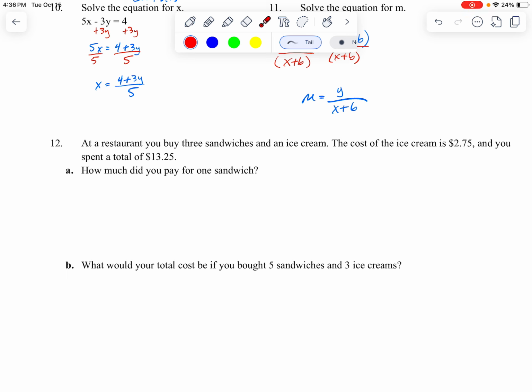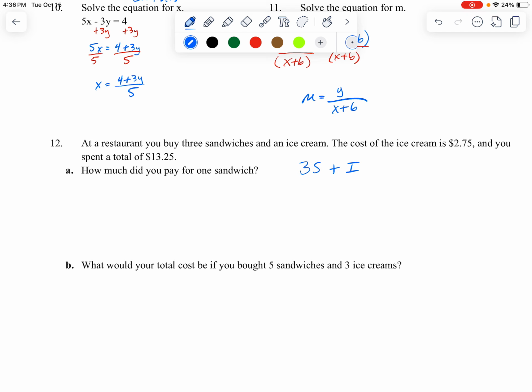So here's what I know. And I'm just going to pick my variables because I can choose anything I want. I'm going to try to pick something that makes sense. So I'm buying 3 sandwiches. I'm just going to choose S for sandwiches. And 1 ice cream, so plus 1 I for ice cream. And I could put a 1 in front of it, but I don't need to because it's a 1.